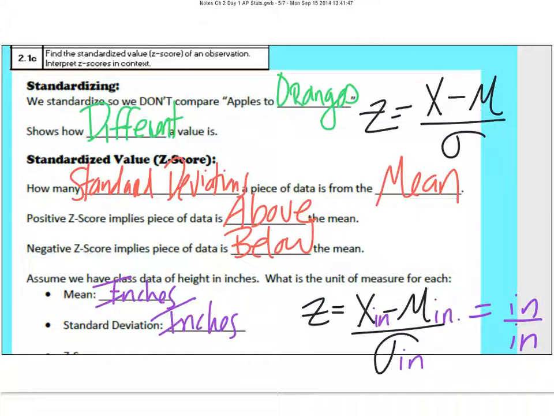So what's going to happen, technically, the labels cancel out, which means the z-score actually has no unit of measure. No matter what you use for your calculation, if it's test scores or heights in terms of students, the units of measure will always cancel out, so there is no direct unit of measure if you compute the z-score.